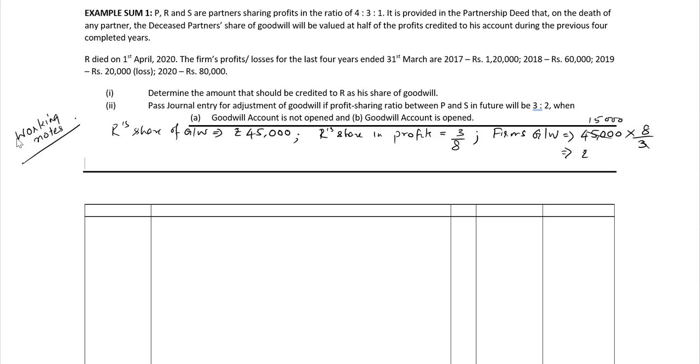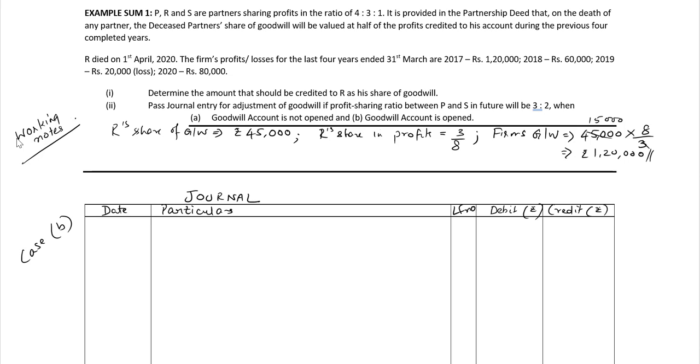So we get 1,20,000 as the goodwill of the firm. So let's go ahead with the journal entries in case B, when the goodwill account is opened. We have date, particulars, LF number, debit rupees and credit rupees.